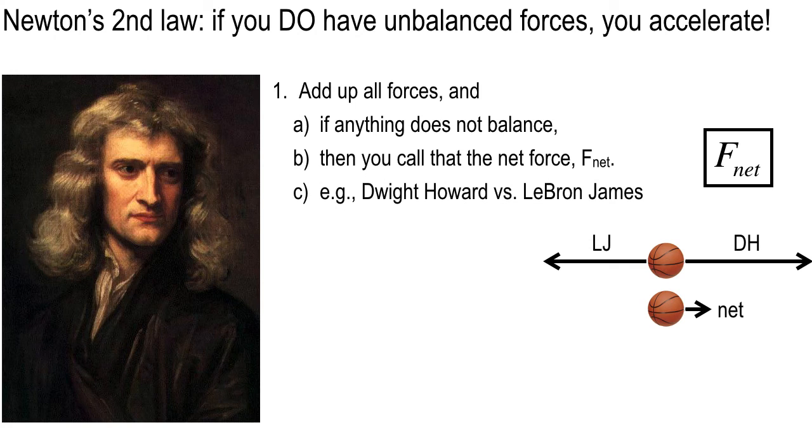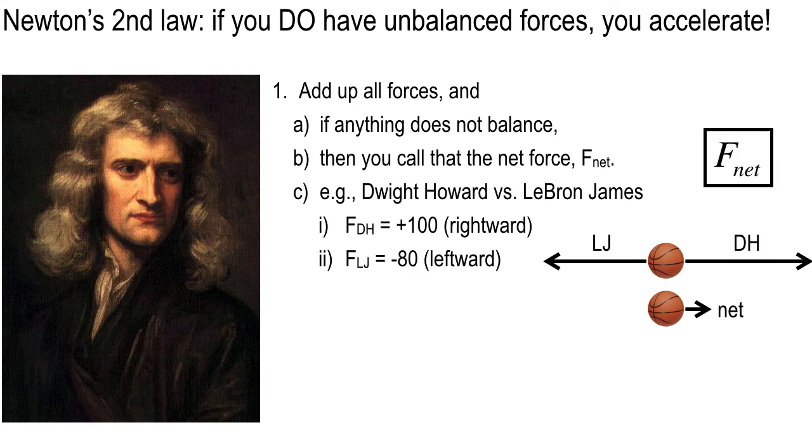So in this example that I've got diagrammed out here, Dwight Howard versus LeBron James. Let's say that Dwight Howard has a positive rightward force of 100 metric units of force. And LeBron James, weenie that he is, is only able to pull with 80 metric units of force. So this one's leftward, as the diagram shows, and therefore in the equation here, I put a minus sign, minus 80, to signify leftward.